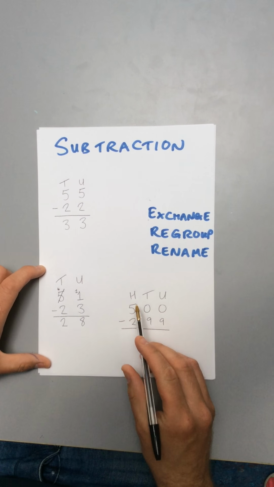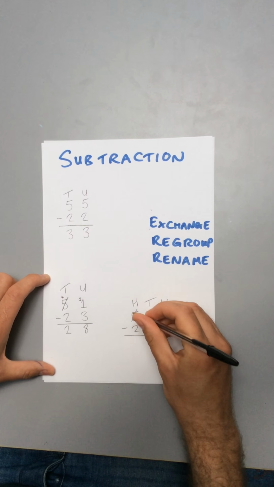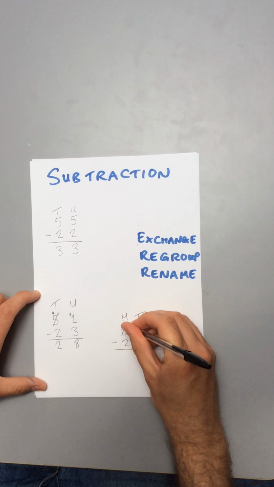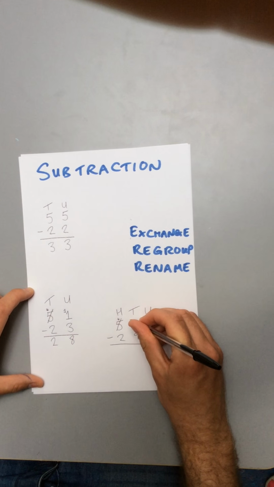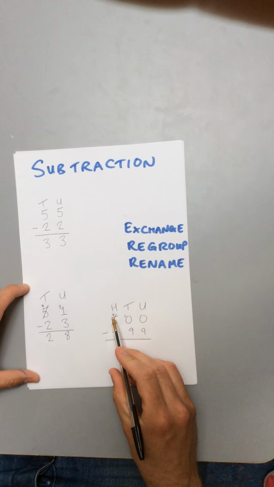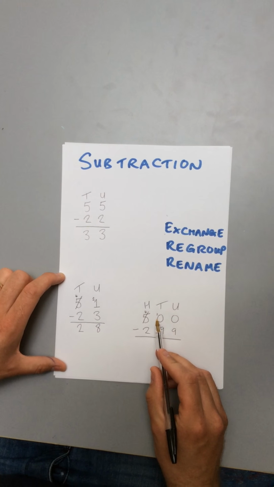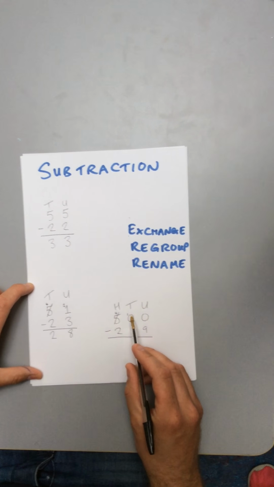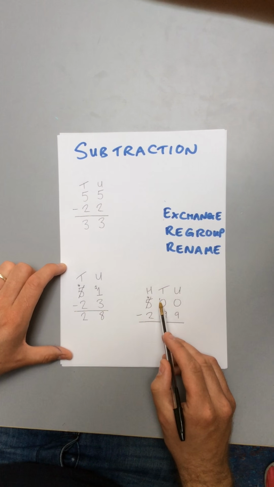I have 5 hundreds. I'm going to cross it out and exchange it. It will become 400s. I'm regrouping now. So one of my hundreds has now come across to my tens. I've regrouped it. So that could be renamed as 10 tens.